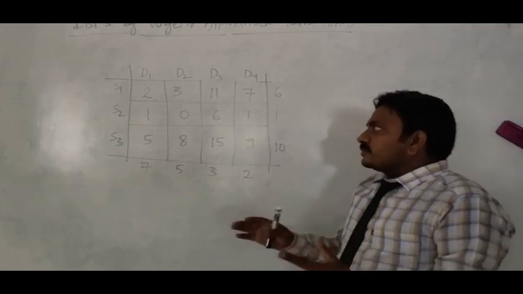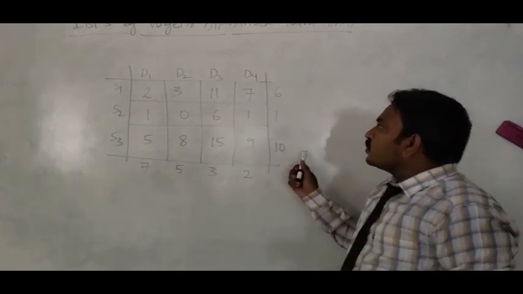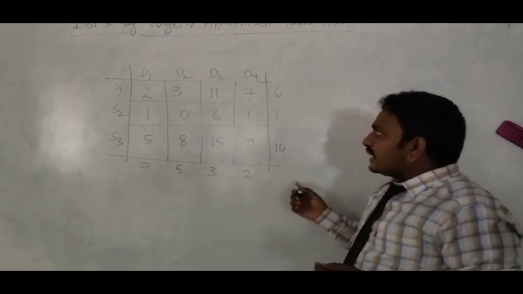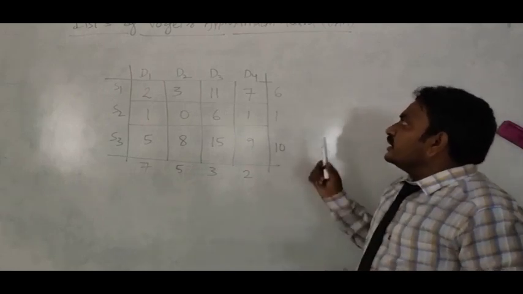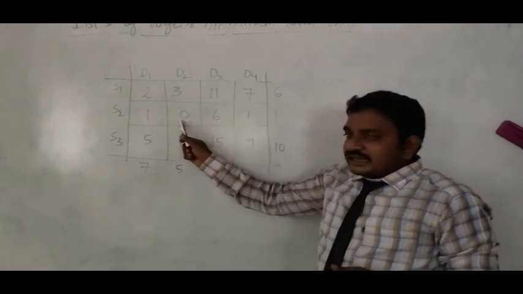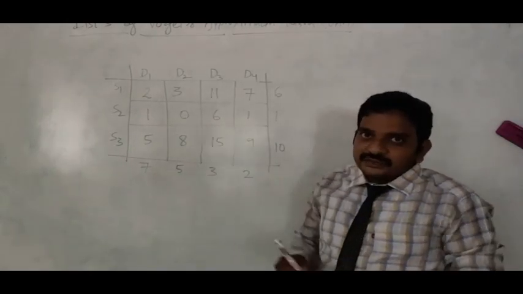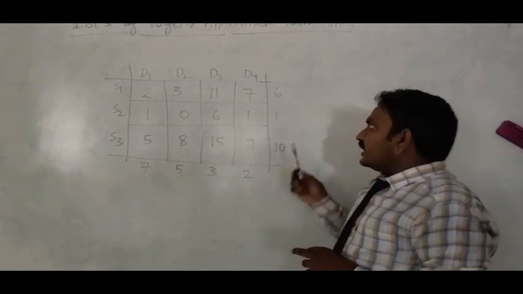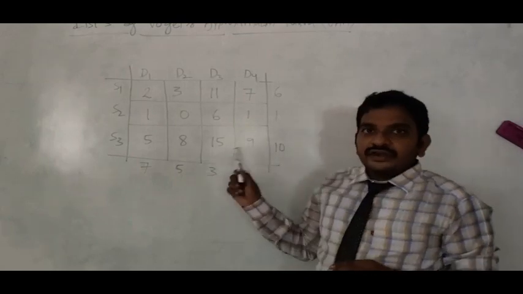The working rule is simple. We find out penalties for rows and columns. How do we find a penalty? Penalty is the difference between the least cost and the next least cost available in the same row or column. For each and every column and row, we find out the penalty.